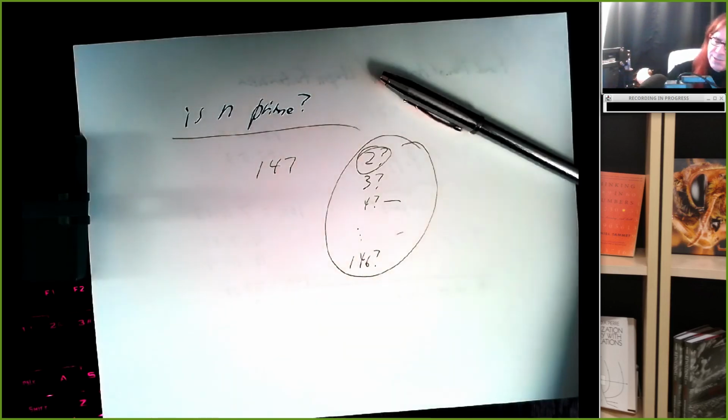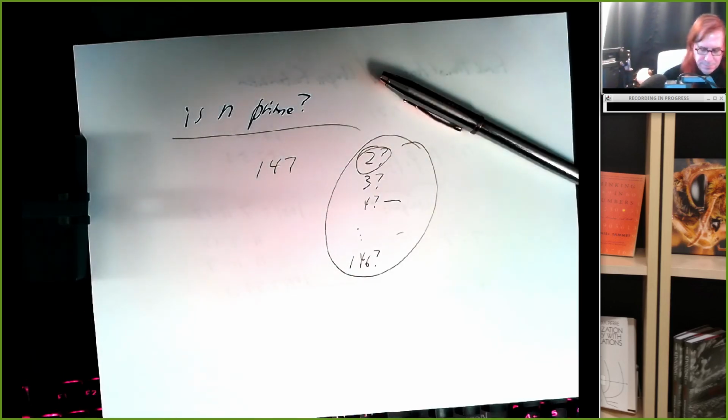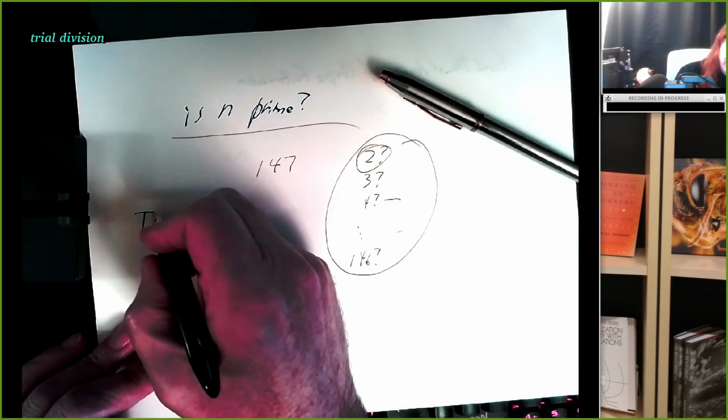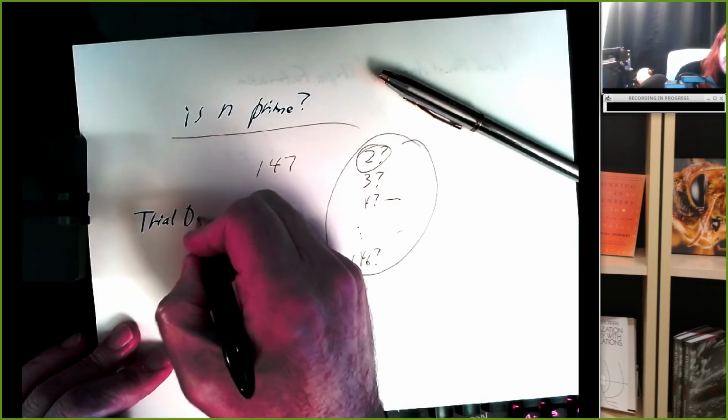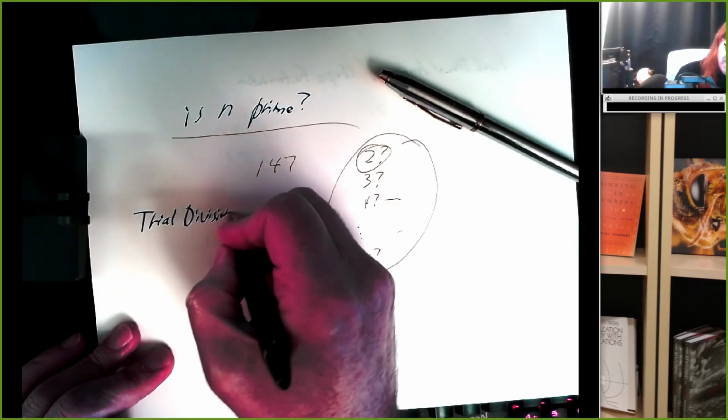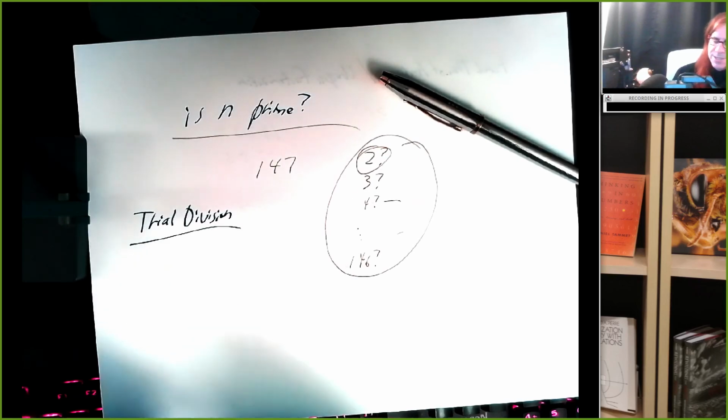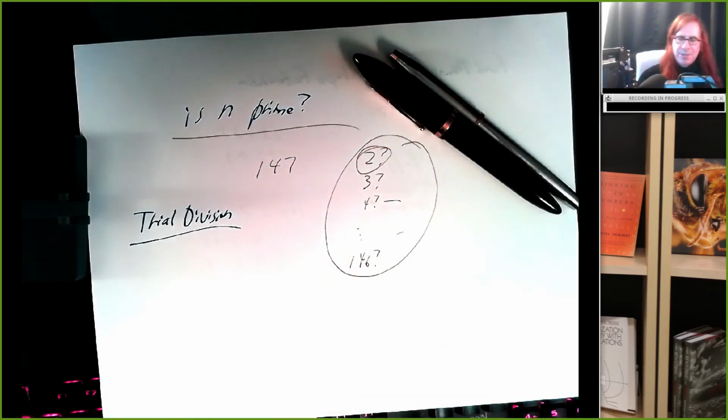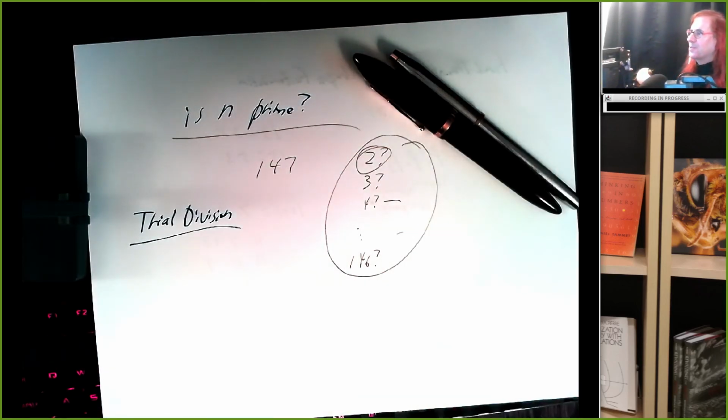So that's called trial division. And it's sort of the most straightforward way to test for primality. It's also about the most painful way. It takes the longest amount of time and it takes a lot of work because you got to do a lot of division. Division is hard.